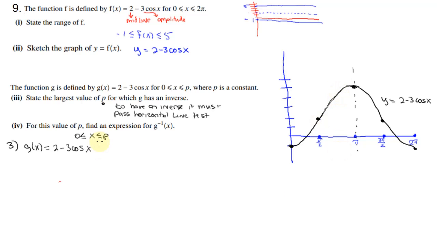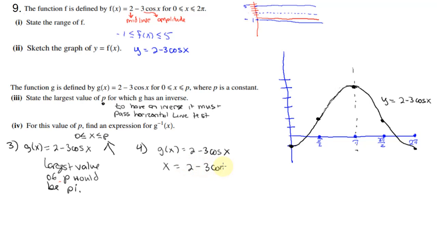So if that's the case, you can tell that it should pass the horizontal line test. It's going to peak at pi. So the largest value would be pi, and then I would only hit the right-hand side of the graph, and that would pass the horizontal line test. That would have an inverse. And now they want to actually find the inverse, which we probably didn't do, but it's not a big deal.